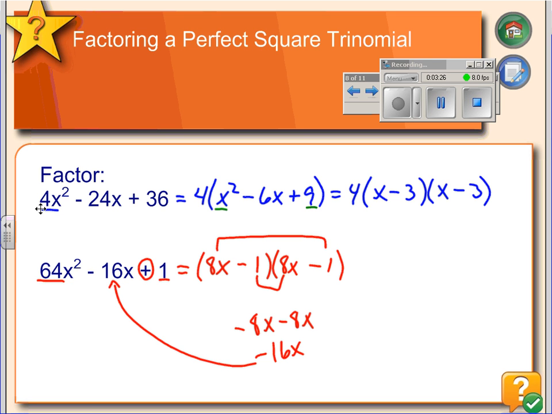So, to summarize, if the leading coefficient and the constant term are both perfect squares, you can usually factor by taking square roots and putting them in your 4 positions.